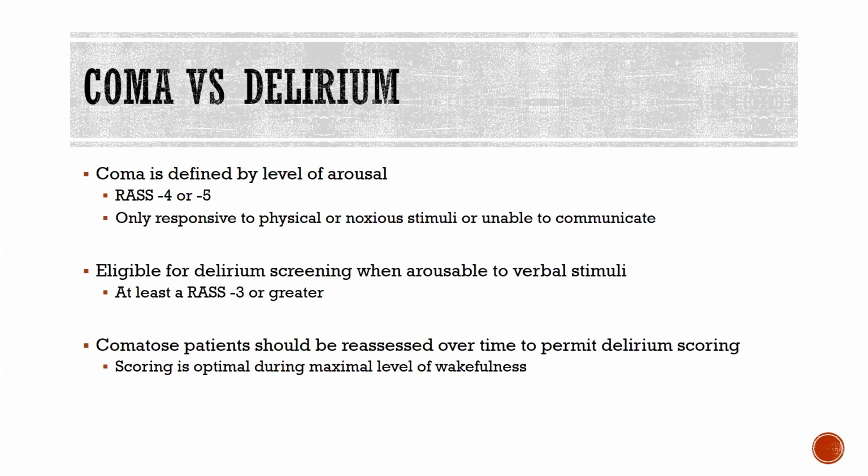It's just that they, by definition, would be defined as being in a coma, so you're not able to even perform a delirium assessment. They could still be delirious, and you won't know until you get them to an arousable level to participate in that screening. That's why it's important that patients are only eligible for screening when they're arousable to verbal stimuli, so they need to have a RASS of at least -3 or higher. And comatose patients should continually be reassessed over time to permit some type of delirium scoring.